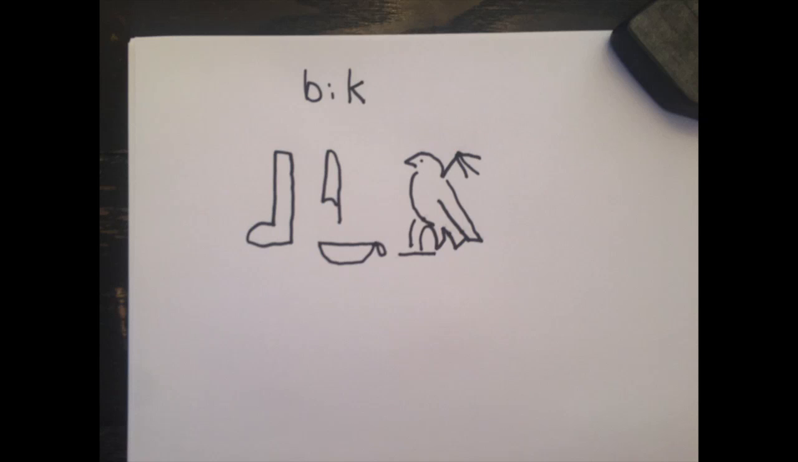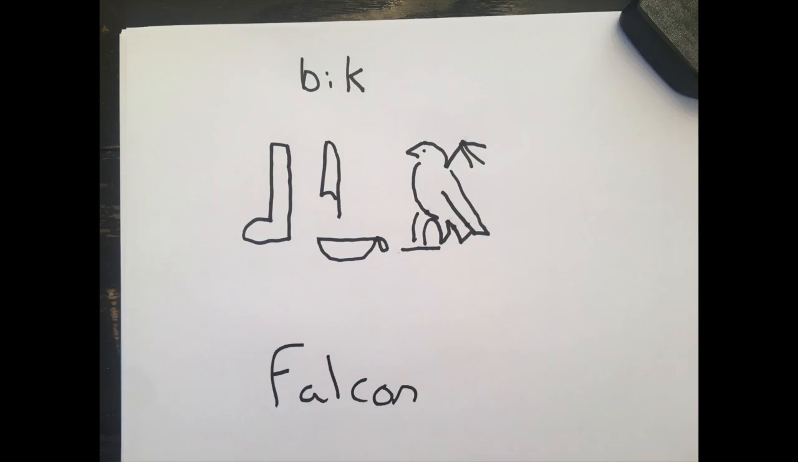All right, so here we have beak, which is B, and then the papyrus reed, I, and then the basket with the handle, which is K, like a hard K, beak. And then you have the determinative at the end. That determinative represents what the word is. And what do you think it is? It's a falcon, or more Horus.